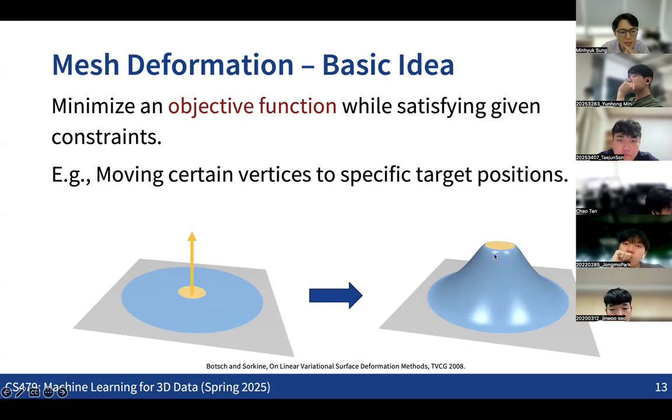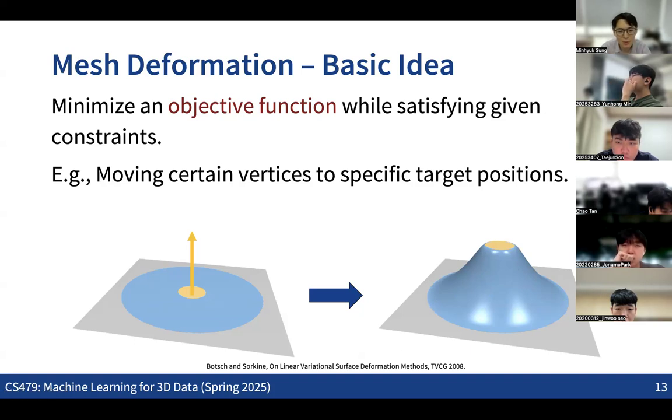So the question is how we can define some kind of objective function to choose natural positions for the vertices in the light blue area. In terms of that, we can see some natural deformations like this. So this is the very high level idea of how we are going to do mesh deformation.